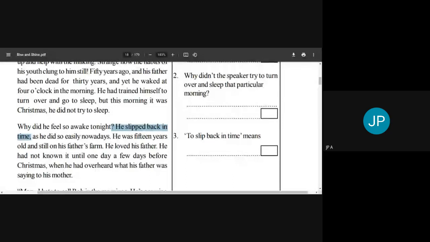At that time, he was 15 years old and he was on his father's farm. And one day, a few days before Christmas, he overhears what his father talked to his mother. So you don't know that his father loved him. He loved his father, but he never knew that his father also loved him. He understands it only when he hears a conversation between them. So what did they talk? Let us see their talk.